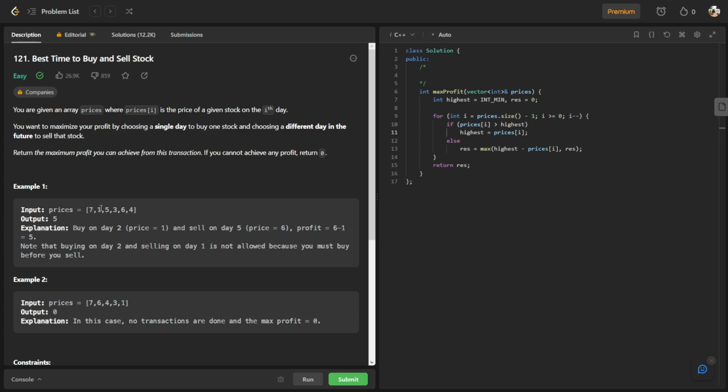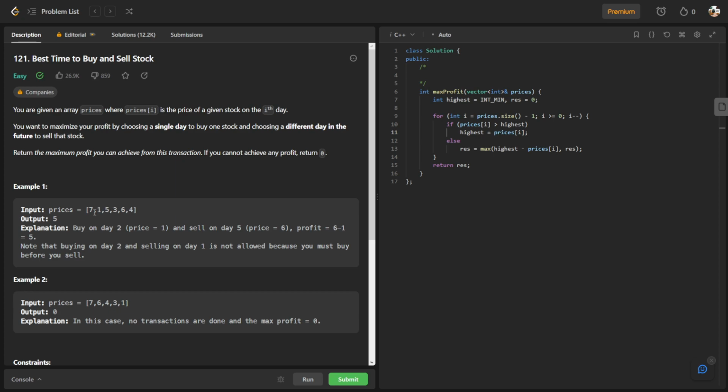by basically buying cheap, buying at this price and selling it when it's worth more. So selling it at this price, 6 for example, and by using 6 minus 1, the maximum profit we can get is 5.